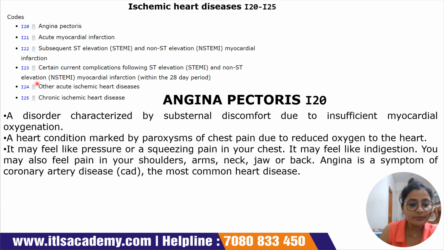Okay. I23 will stand for certain current complications following ST elevation and non-ST elevation myocardial infarction within the 28-day period. Then I24, which stands for other acute ischemic heart disease, and I25 stands for chronic ischemic heart disease. So among these subcodes, the two most important diseases rather that we need to know about will be angina pectoris and acute myocardial infarction. Okay, so first we will be talking about angina pectoris, the code for which is I20.